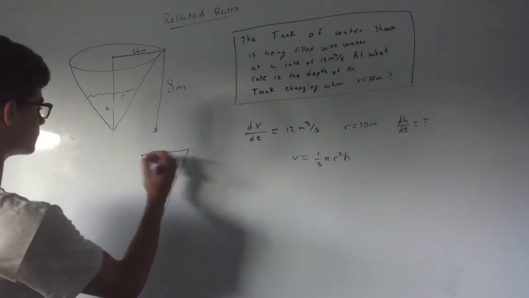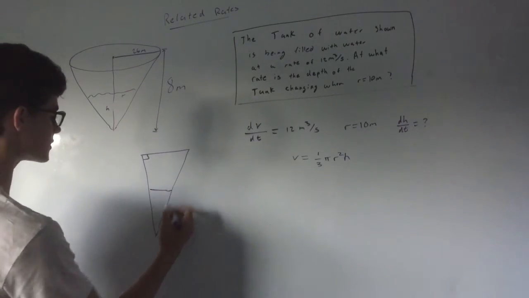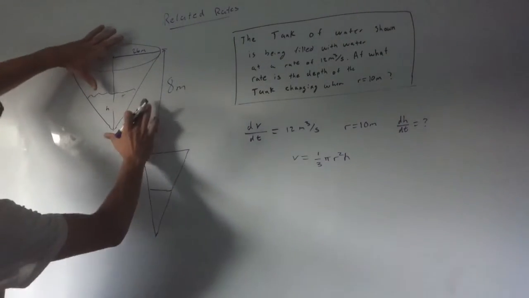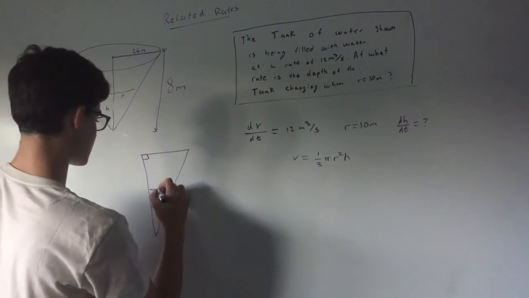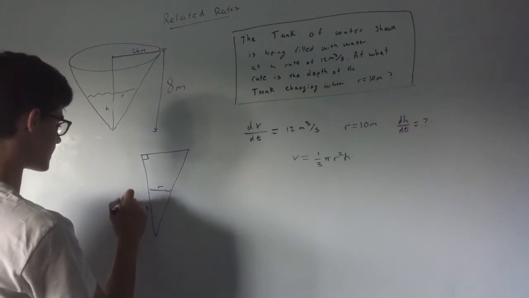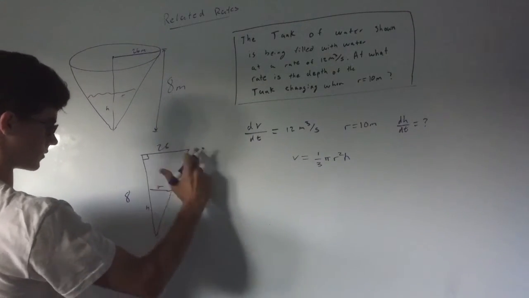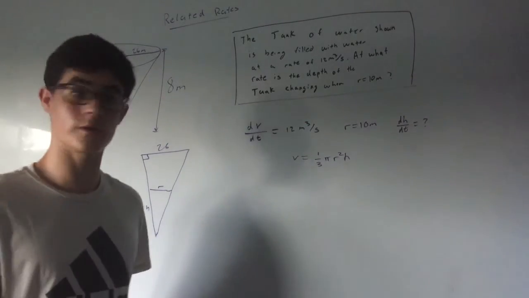Let's pretend this is a right angle. Geometry tells us that we could look at this part as proportional, right? So if you write this as R and this small part right here is H, this whole thing is A, and this length right here could be 26. Okay, and we can set up the ratio.